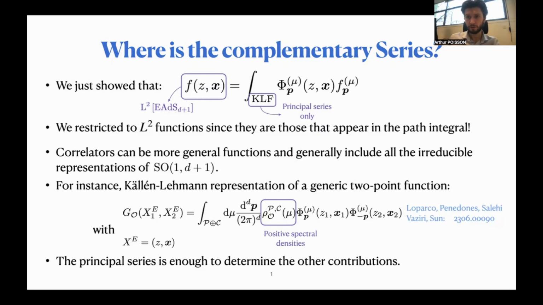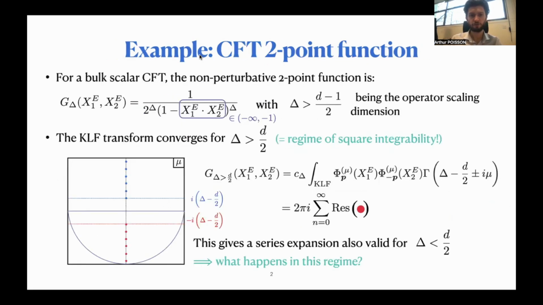However, in the correlators, we know that they can be more general functions. For instance, for the two-point function generated by a local operator in Euclidean AdS, we can use the Källén-Lehmann representation to decompose it. This has been widely studied in this paper in the context of de Sitter. And we know that this will in general involve the principal series together with the complementary series. This is because this function doesn't have to be square integrable in these variables here. Let's see how it goes with an example.